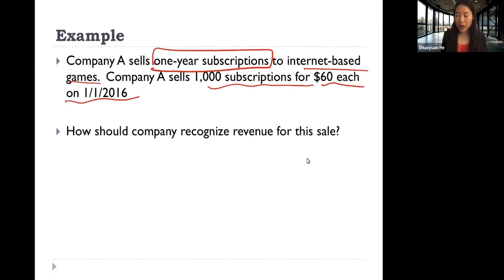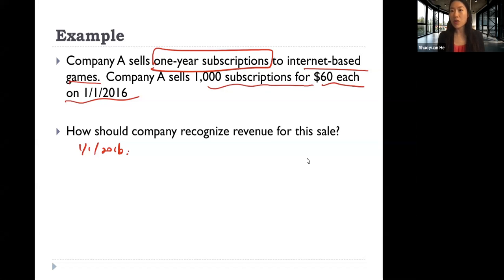So how should the company recognize revenue for these sales? On January 1st, 2016, that is when Company A sells this 1-year subscription for $60. At this time, has Company A performed anything yet? No, it hasn't provided any service yet. So can Company A recognize any revenue yet? The answer is no, because the performance obligation hasn't been satisfied at all. The company hasn't performed anything.